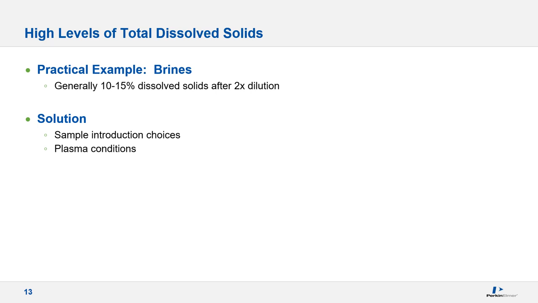An example of a high solid sample is brine. While there are many different types of brines, the most common is sodium chloride, used in the production of chlorine gas. These brines are generally 20 to 30% sodium chloride and are most commonly analyzed with a 2X dilution, meaning that 10 to 15% total dissolved solids are entering the instrument. The solution to handling these concentrations is choosing the appropriate sample introduction components and plasma conditions.